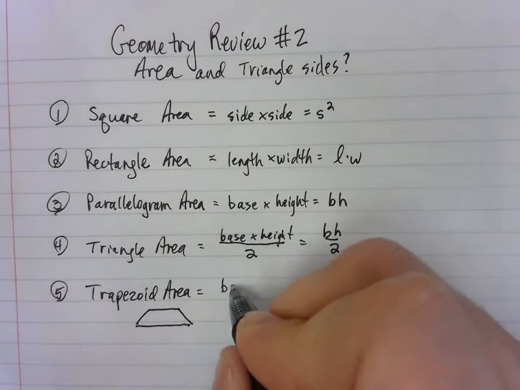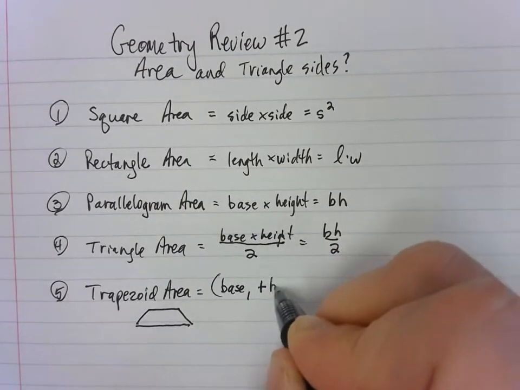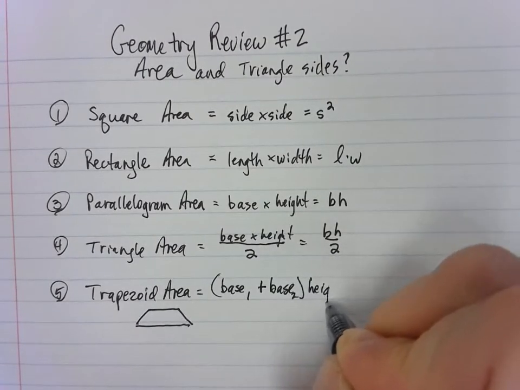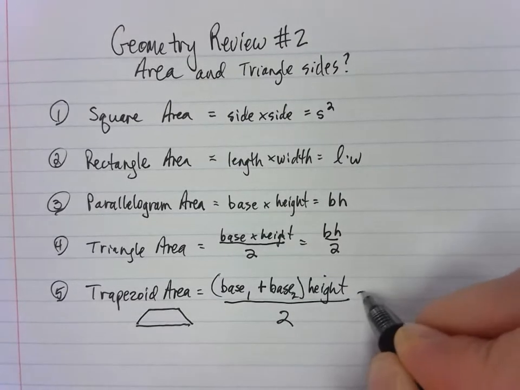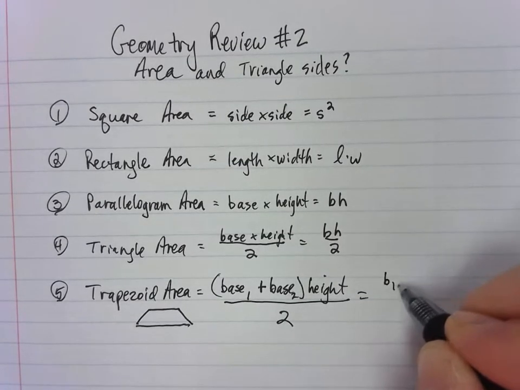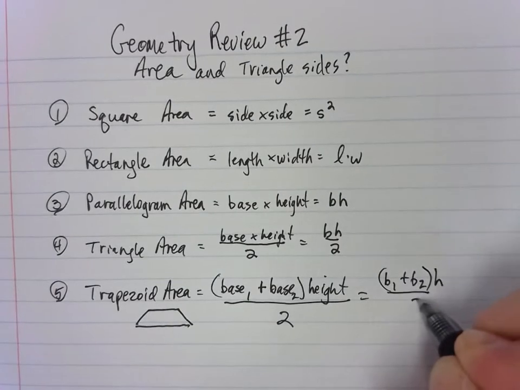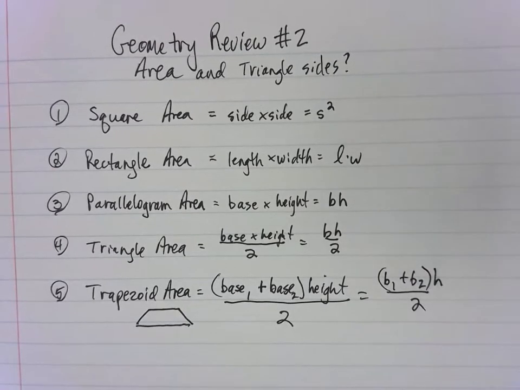You would do base 1. Here's the part, right? Base 1 plus base 2, times the height. And then you divide that, of course, by 2. So it's this, and if you do it short form, that's B1 plus B2 times the height divided by 2. So it looks similar to the triangle one, except it's got the addition part in there. And none of the rest of them have an addition part in them. So that's why it makes it a little bit different.